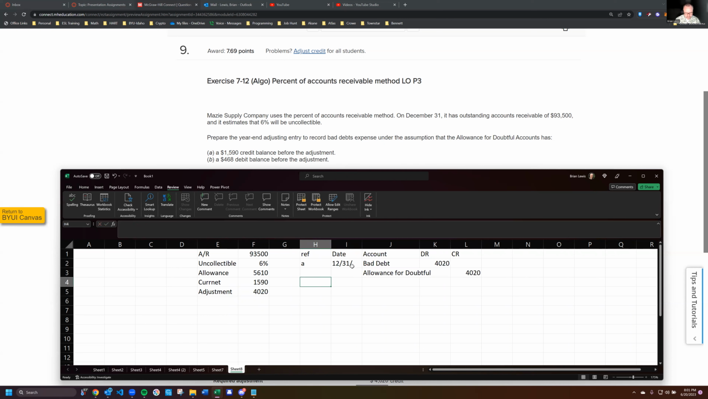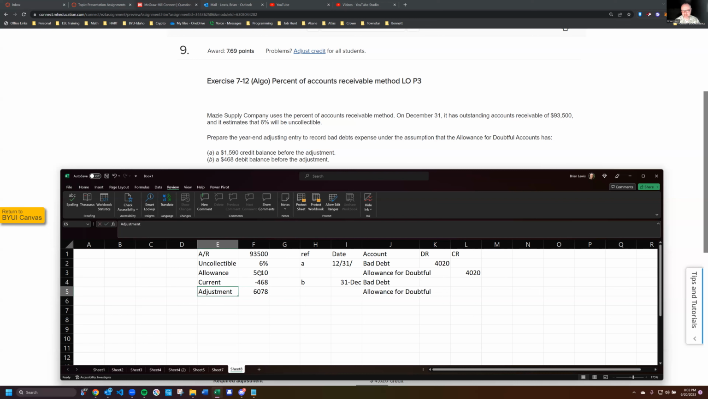Okay. Now on B though, we're going to use this 12/31. We're going to use the same accounts, but they're going to be a little funky because the current is a debit balance. So really, in this kind of equation, it's a negative. It went the other way because they probably had more actual write-offs than they had allowed for. And so this is going to be a minus 468.